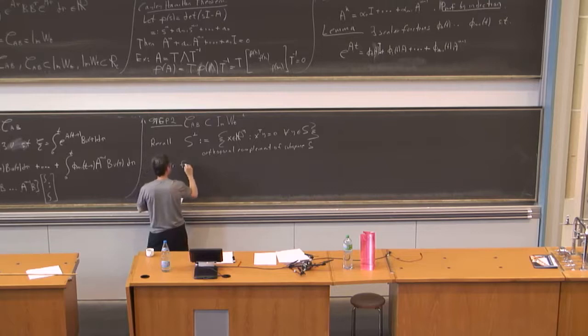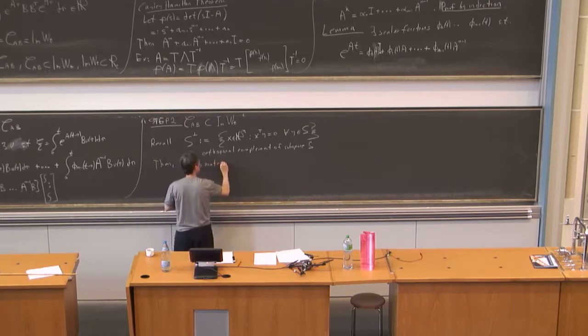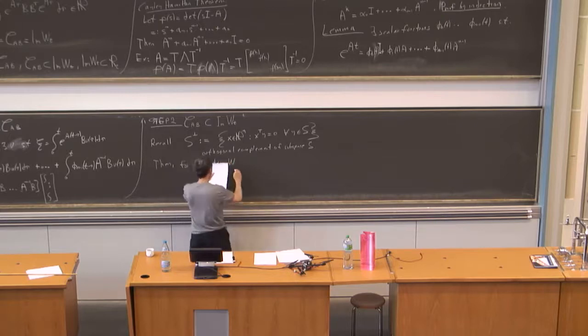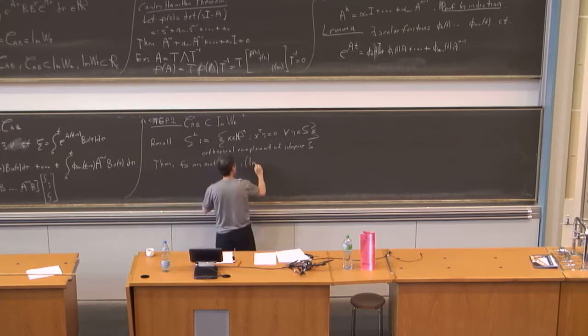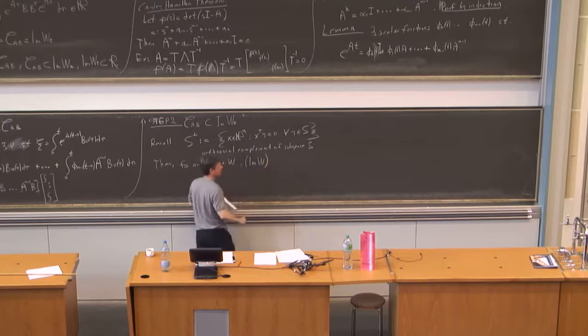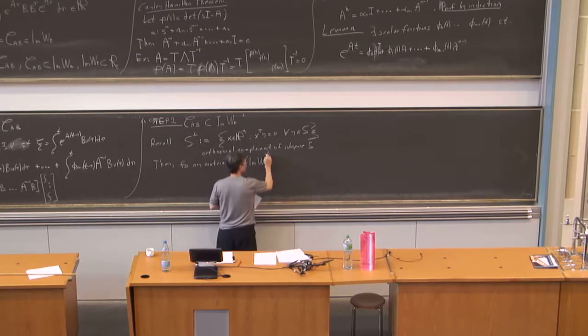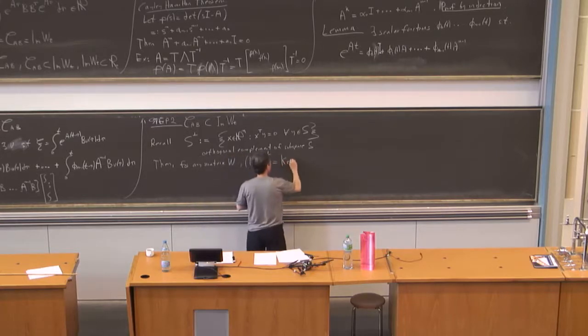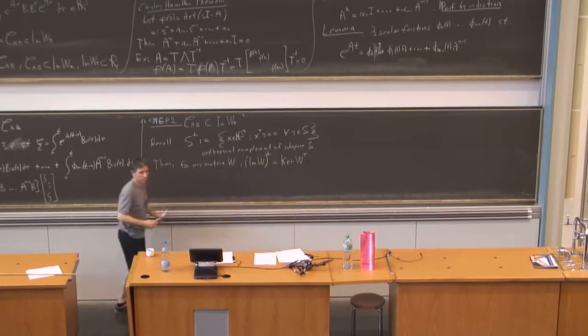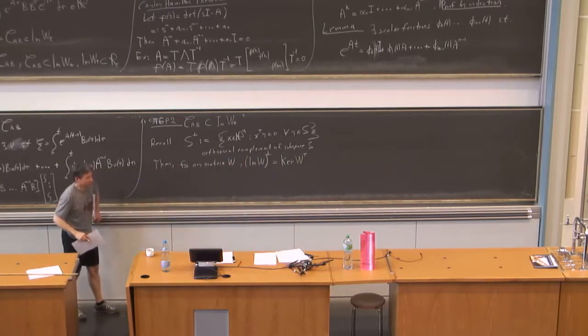Then, with this definition, for any matrix W, I have the following result: the image of W, which is a subspace, and I take the orthogonal complement, is equal to the kernel of W transpose. It's pretty easy to see that.